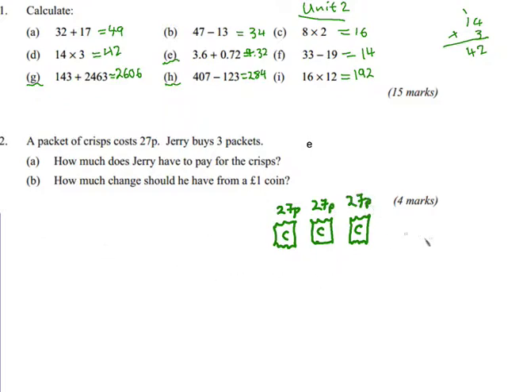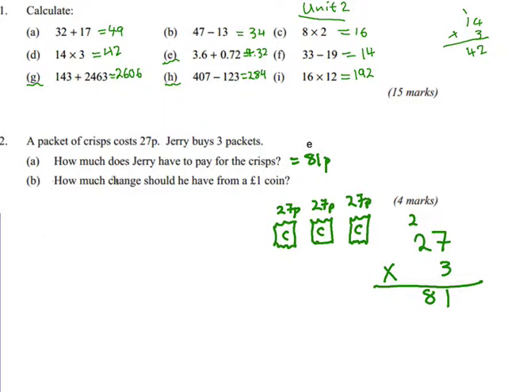27 multiplied by 3. 3 times 7 is 21. Put the 1 there, carry the 2. 3 times 2 is 6, plus 2 is 8. So this is 81 pence. Remember to write the units.